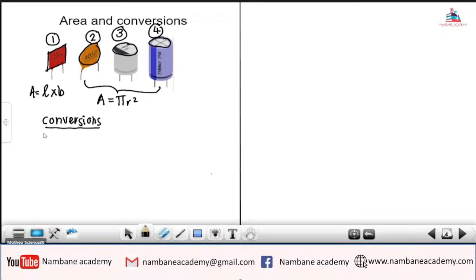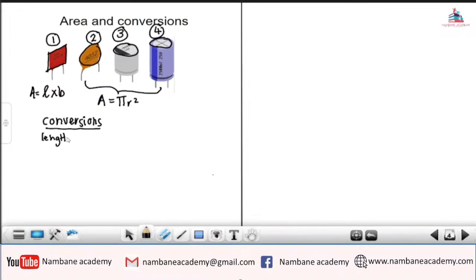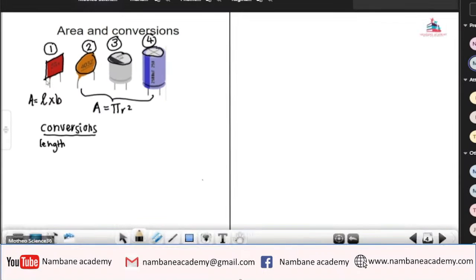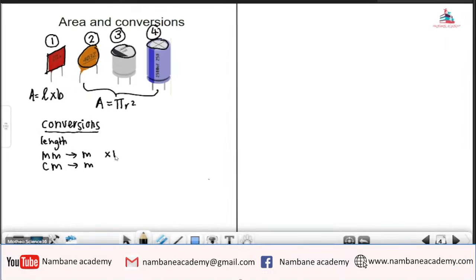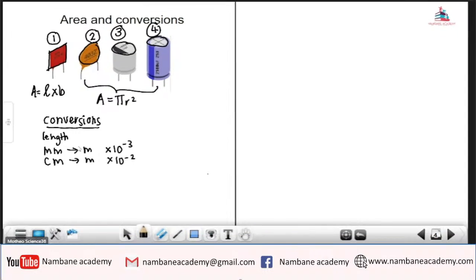Let's start with the conversions in length, because they can give you the side here and the side there. That is length. Or they can give you the diameter or the radius. That is also a length. So length, they can either give you millimeters or they can give you centimeters, and you need to convert that because the SI unit for length is meters. What will we do? We're going to multiply here by 10 to the power minus 3, and here we're going to multiply by 10 to the power minus 2. That is conversions of length.